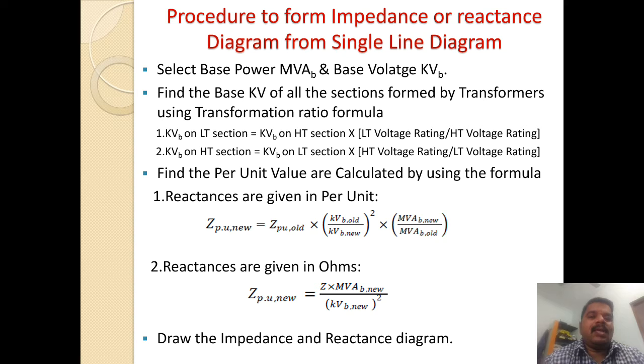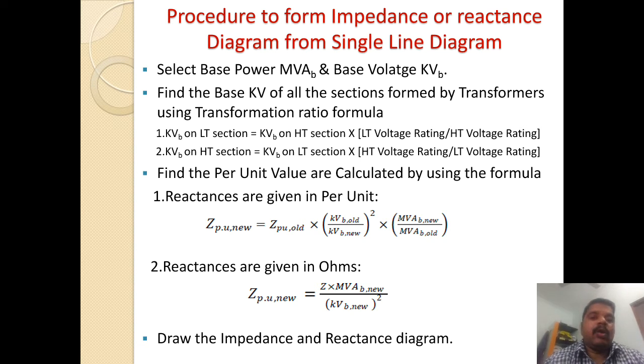First step, you have to select the base power, that is MVAB new, and base voltage, that is KVB new. How do you select those values? In the problem itself, for any one component, the base value is mentioned. For example, for the generator, whatever power value is given, you choose it as the base power, MVAB new, and the voltage value you choose as the KVB new value. That is the first step.